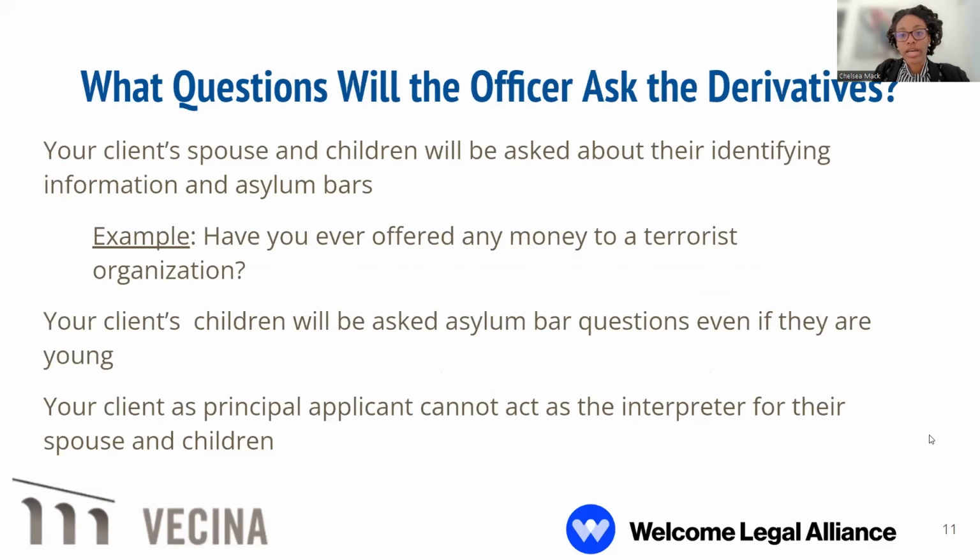So there also will be questions asked of the derivatives. If your client is bringing a spouse or a child, we did say it's important that they show up to the interview. Now, please know that they will not be in the room with the asylum officer and the principal applicant during the majority of the interview. What will happen is either at the beginning or at the end of the interview, the officer will bring in the spouse and the children, and they will ask them just a limited amount of questions. And those questions are mainly about their identifying information, their names, dates of birth, things of that nature, as well as the asylum bar questions.